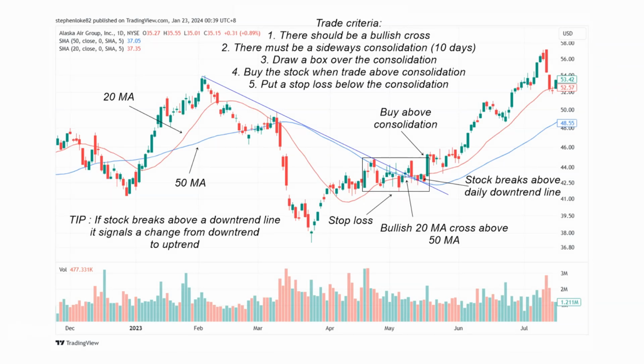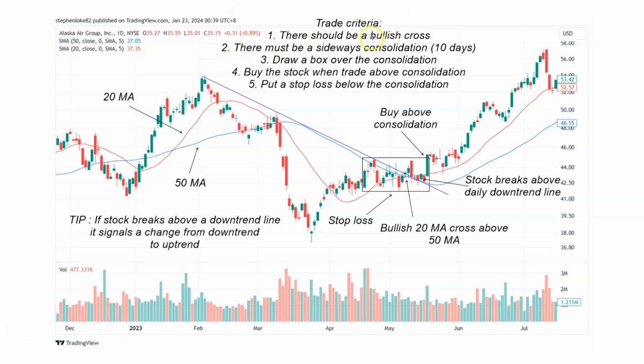Alright, let's go into the trade criteria. There are a few trade criteria which it needs to satisfy before we have a valid trade. Number one, there should be a bullish cross. Bullish cross in the context of this trading strategy is where the 20 MA goes back above the 50 MA. This is where the bullish 20 MA crosses above the 50 MA. We must always have a bullish cross. This is how you spot stocks that we want to trade in.